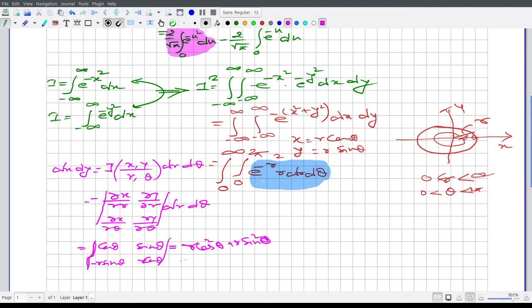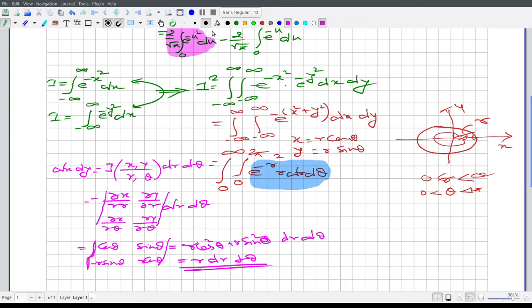So it should be r, and it is dr d theta, so it should be r times dr d theta. That's why I am writing e to the power minus r square, r dr d theta. That's why we are just writing in that fashion.